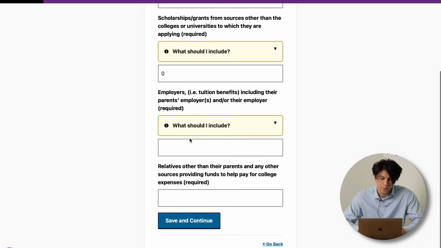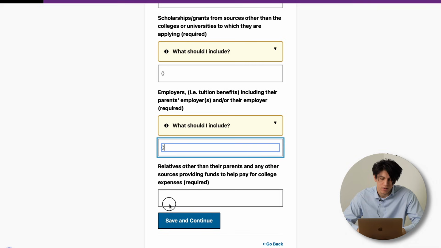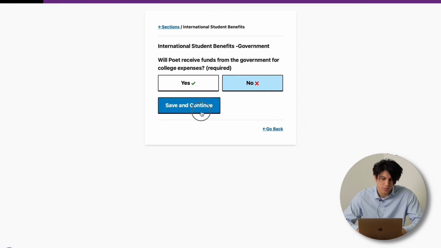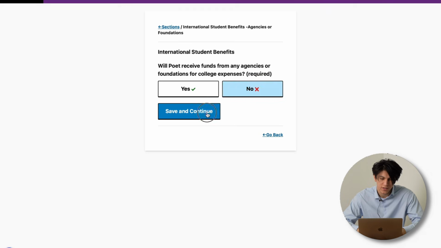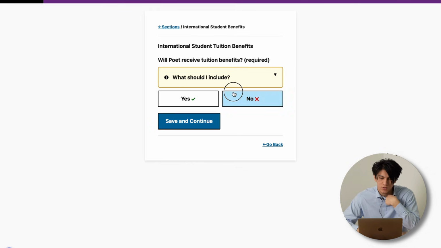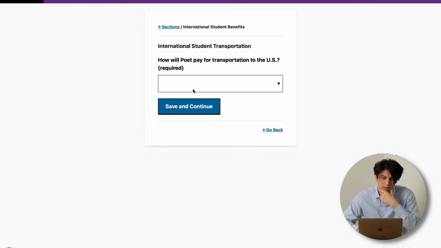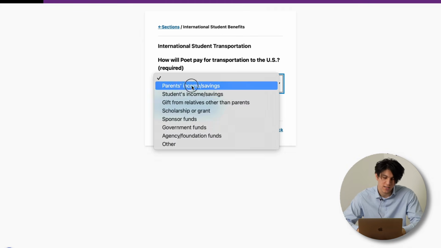Scholarship grants, no. Employer, no. Relatives, no. Okay, funded from the government, no. No. Tuition benefits, no. Okay, well, the transportation, I think it's parents' income.